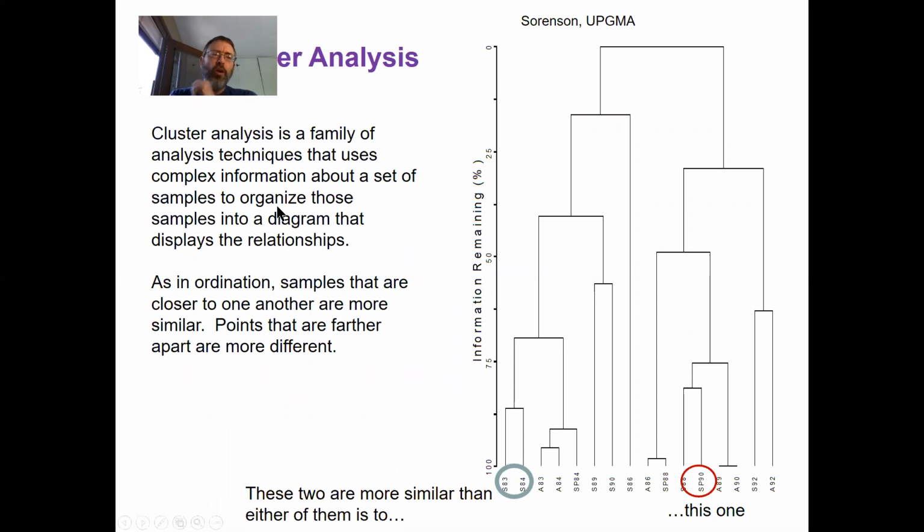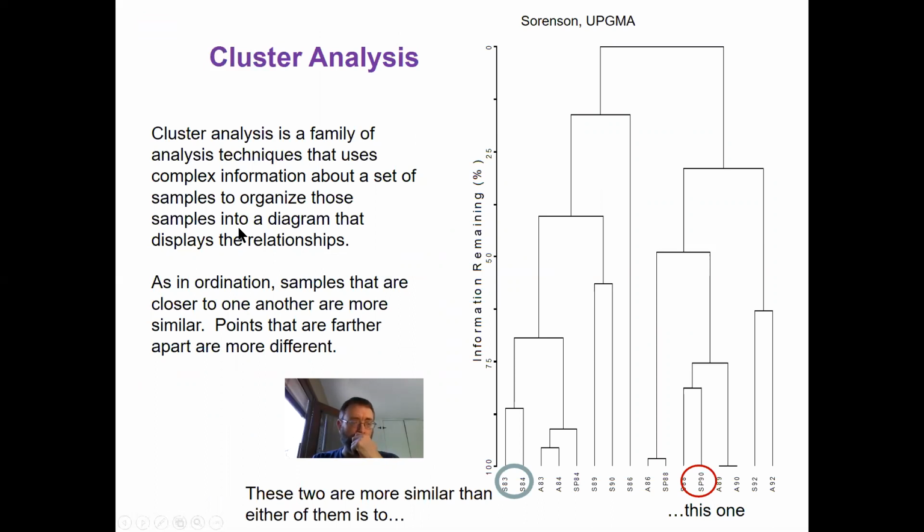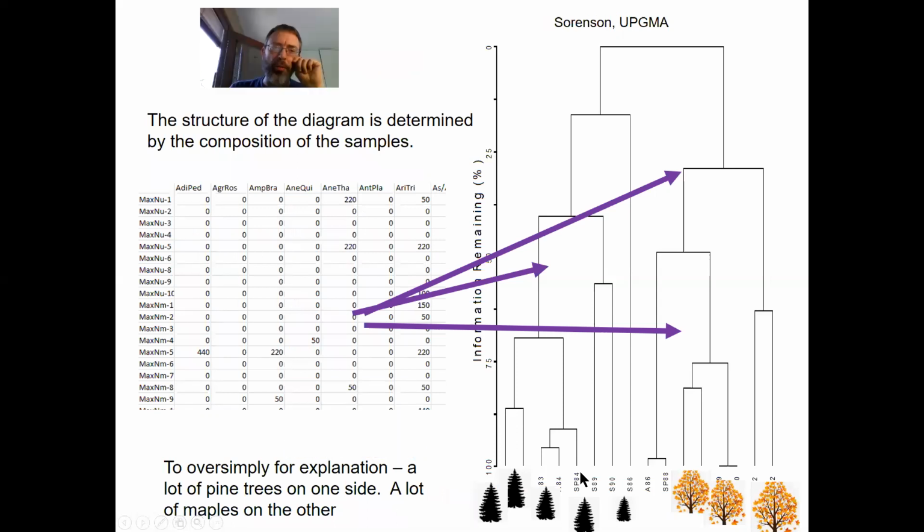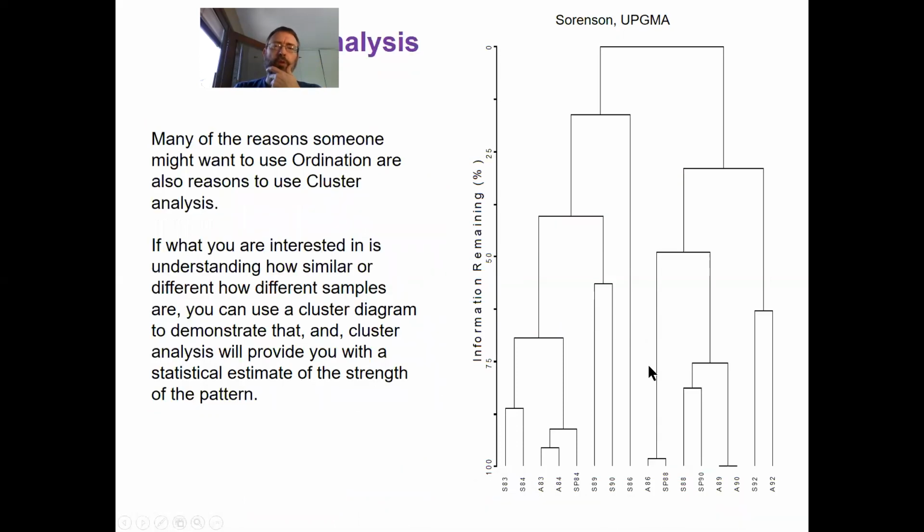Okay. So cluster analysis is a family of techniques that uses complex information about a set of samples to organize those samples into a diagram that displays the relationships. As in ordination, the samples more close to one another are more similar, points that are farther apart are more different. These two points are more similar to each other than either of them is to this one. The structure of the diagram is determined by the composition of the samples. To oversimplify for explanation, a lot of pine trees could be on one side and a lot of maple trees could be on the other. You can see this divide here, so I'm going to show you again.